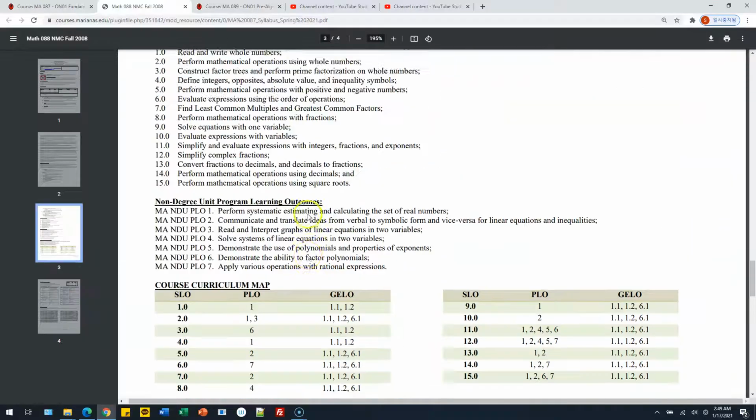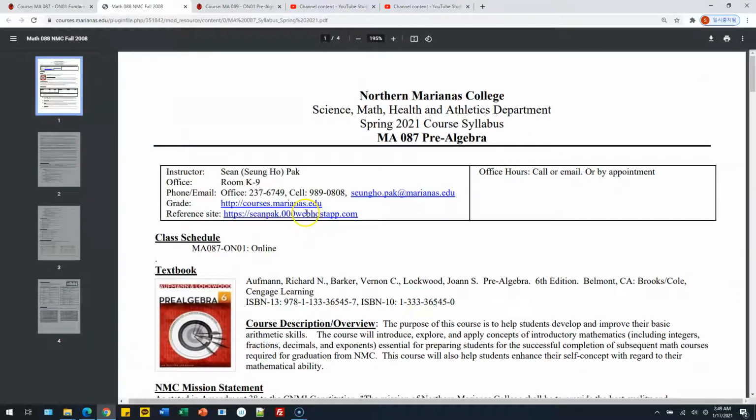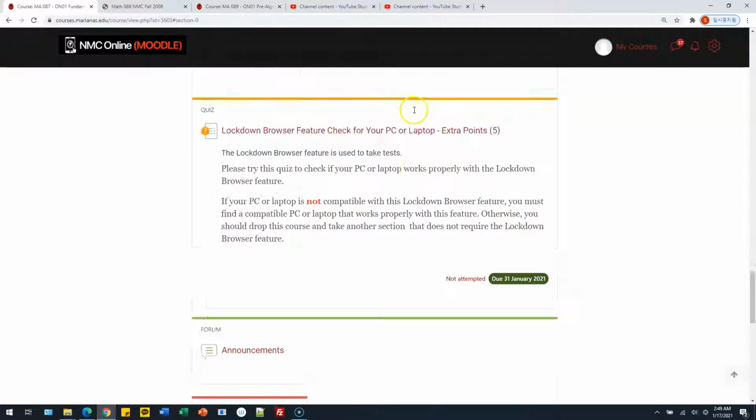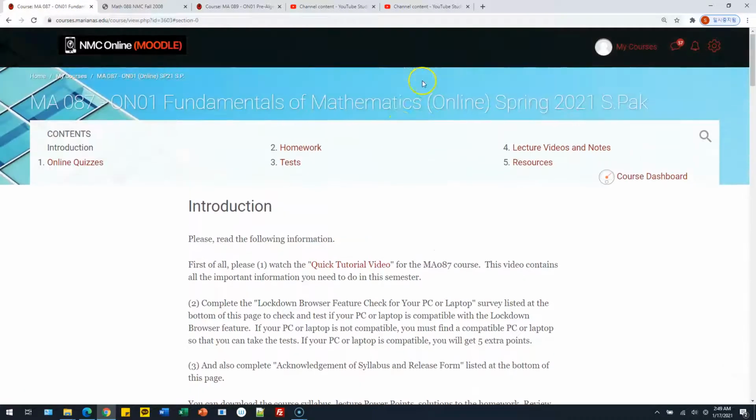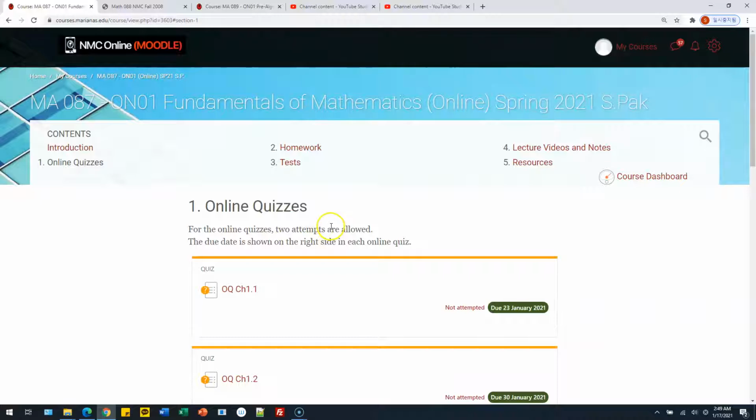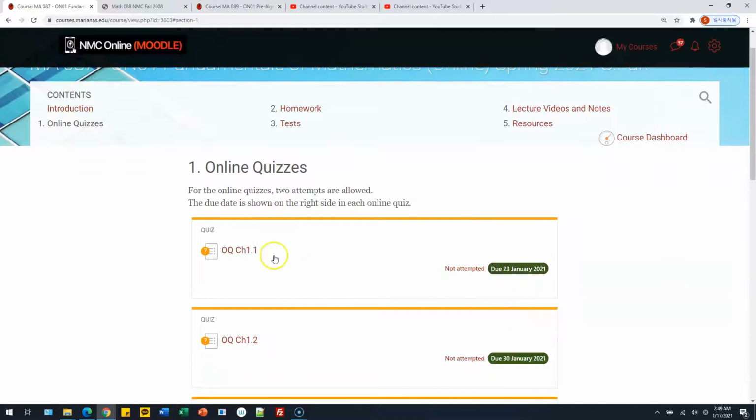Okay, so I just explained the homework and the syllabus. So let's go back to Moodle. Okay, on Moodle, this is what you have to do. Online quiz. So you can complete the online quiz on this due date or before this due date. So the online quiz is open and they will be closed by the midnight of this Saturday, this due date.